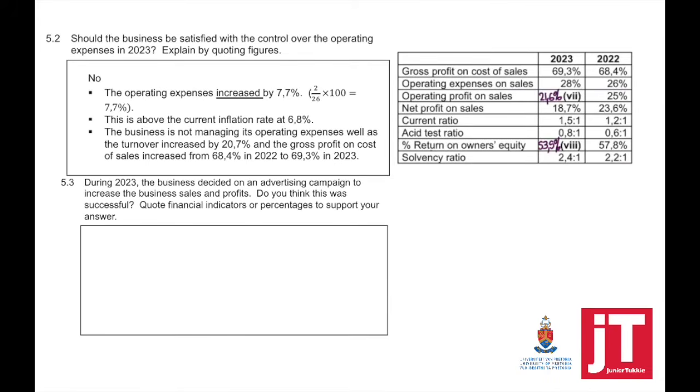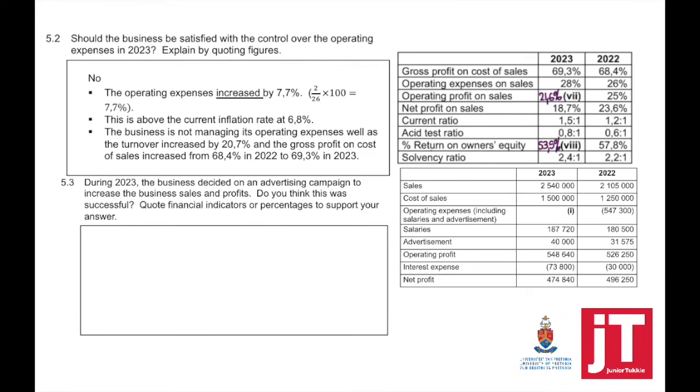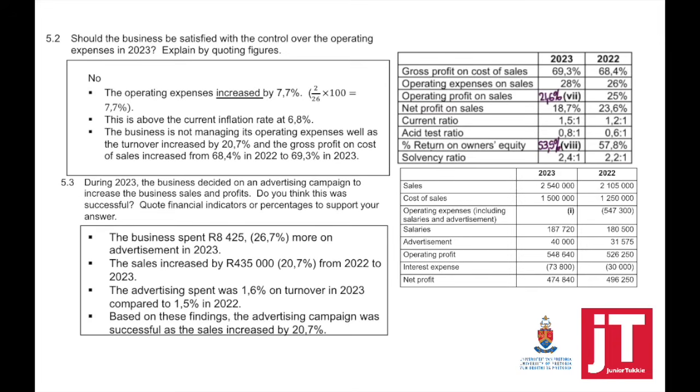If we look at 5.3, during 2023, the business decided on an advertising campaign to increase the business sales and profits. Do you think this was successful? Quote financial indicators or percentages to support your answer. So let's have a look at what is happening with our advertisement. We spent more money on advertising. The business made a decision to spend more. They want to see if they can increase our sales, and this will result in increasing our profits.